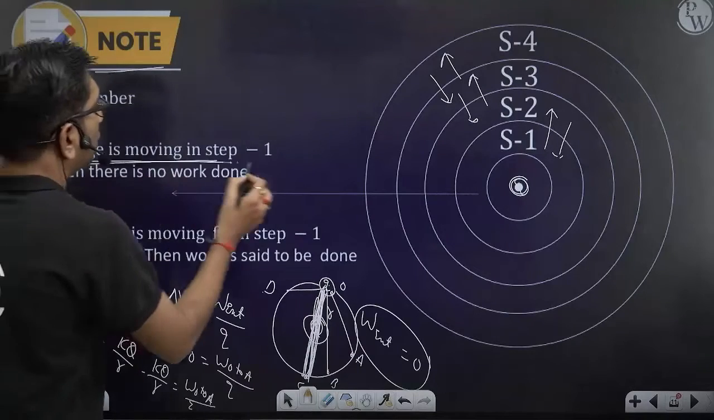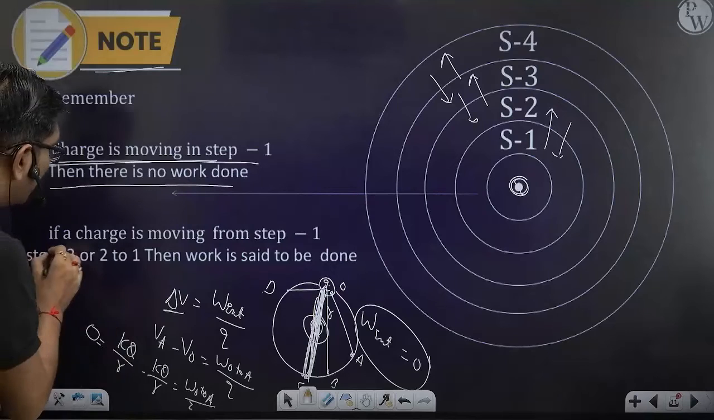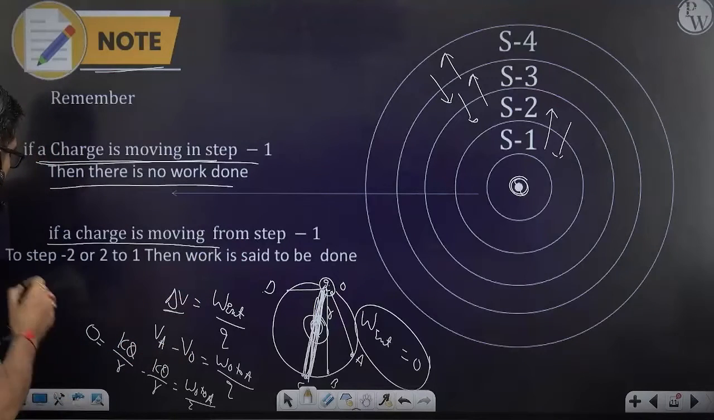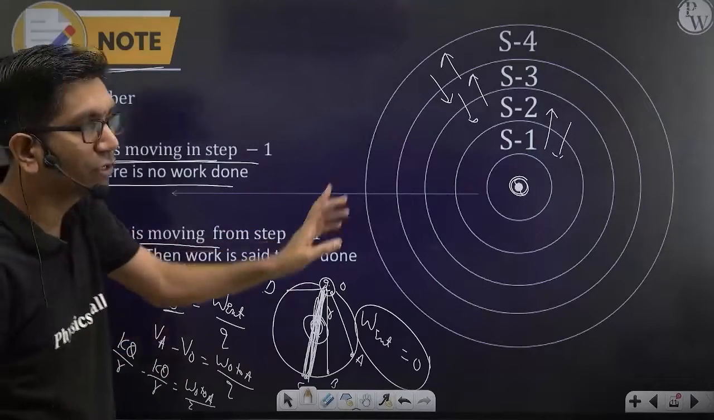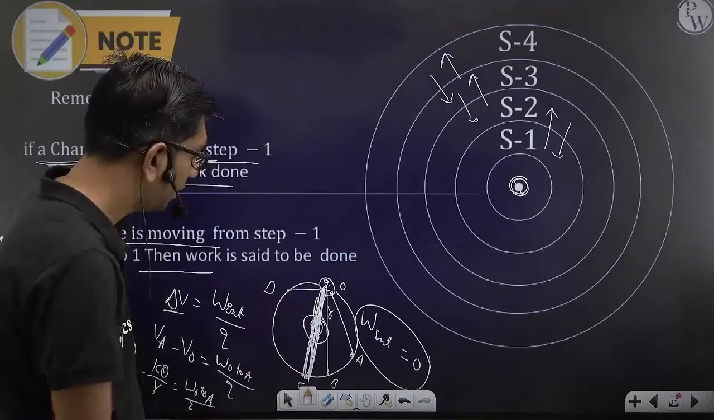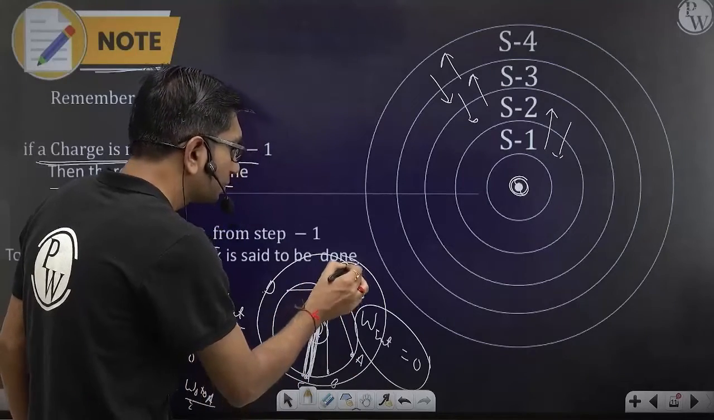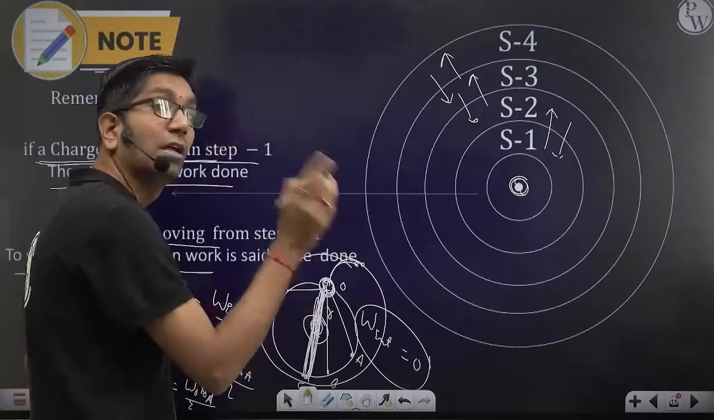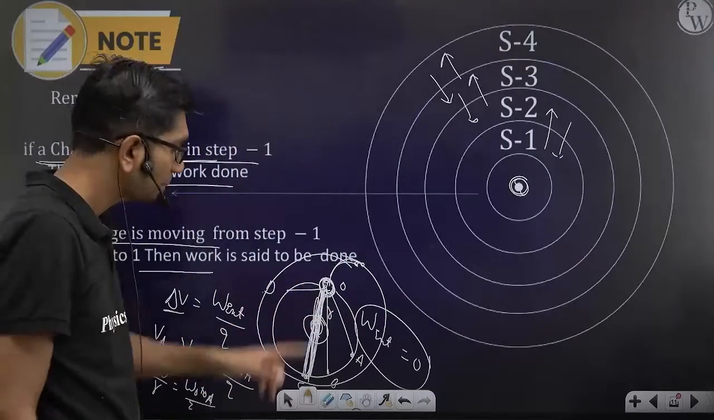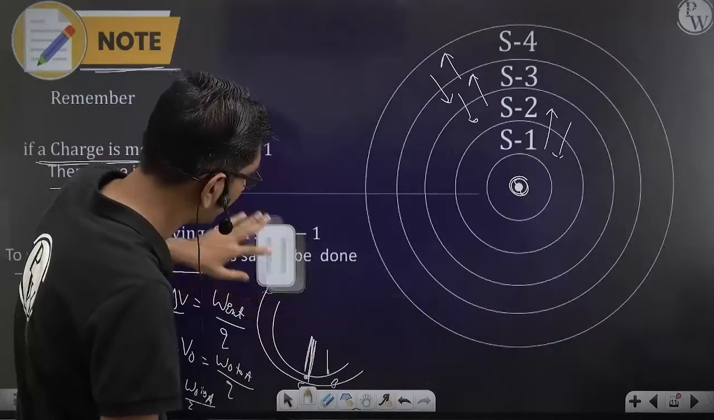If a charge is moving in step 1, then there is no work done. If a charge is moving from step 1 to step 2 or 2 to 1, then work is said to be done. 100% you will get an answer here. Is it clear? From here to here you are moving. I am taking the charge, bringing the charge from this point to this point. 100% work is done. Distance is different. Is it clear, beta? I hope you got my point.